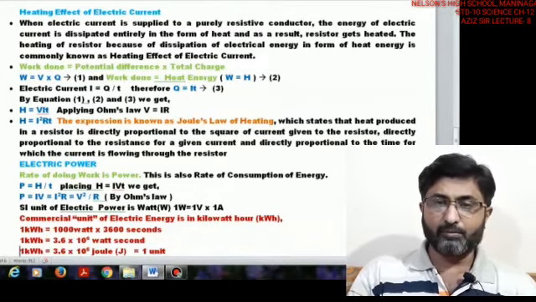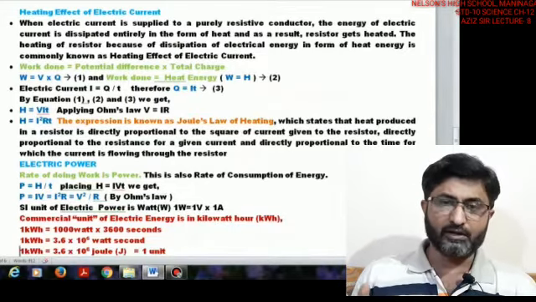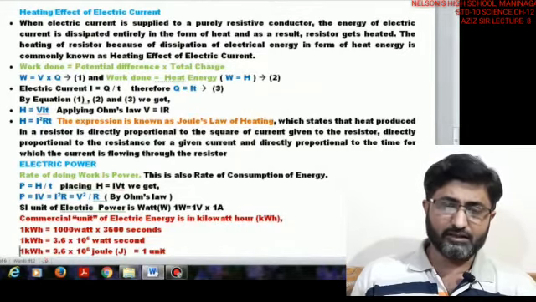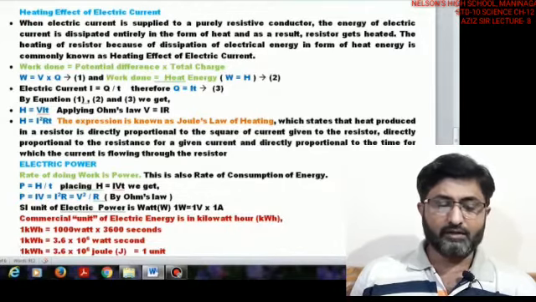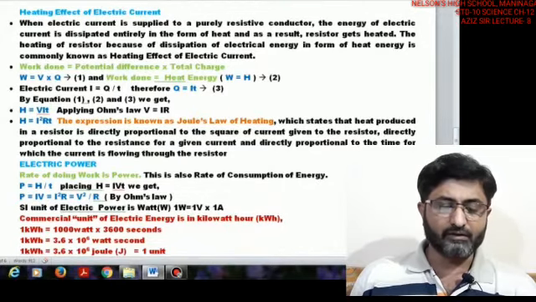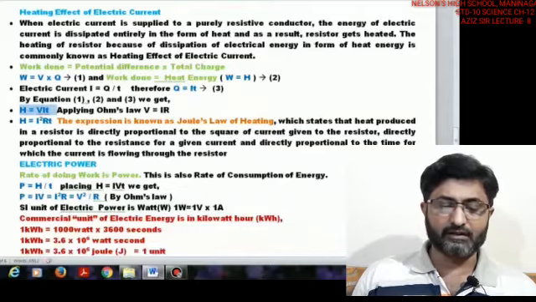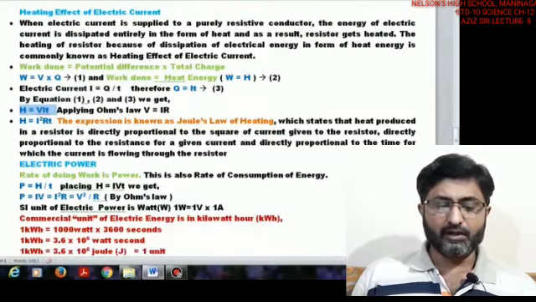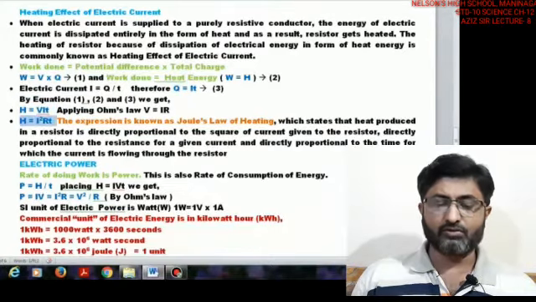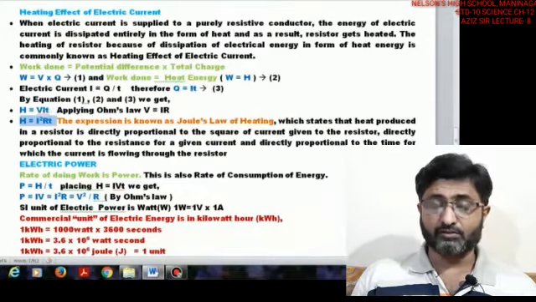So keeping all the three equations, keeping H instead of W and instead of Q, we get an equation as H is equal to VIT. Keeping the value of V as I into R, we get H is equal to I square RT, that is another expression.